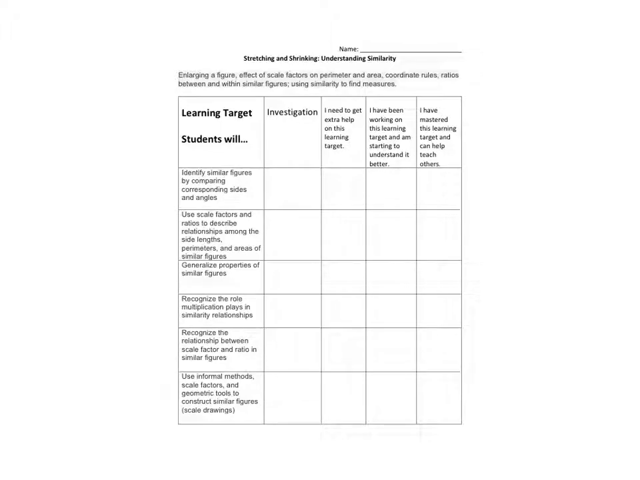So if we look at the partner quiz, you'll want to have that out, and we think about question number 1, about Simone and Ashley and Ryan's one-eyed character, number 1A. Number 1A goes with this learning target of using informal methods, scale factors, and tools to construct similar figures. So number 1A, you want to think about, did you feel like you needed extra help? Do you feel like you're working on this? Or you've mastered it and you can help teach others?